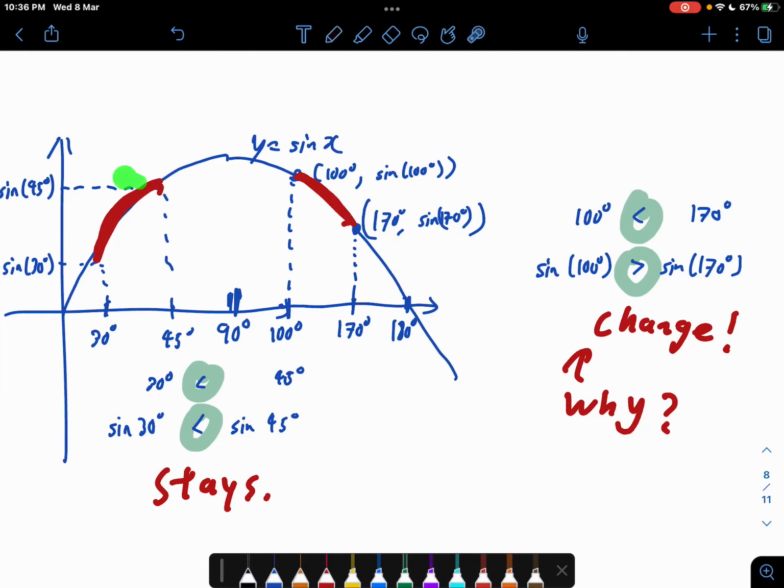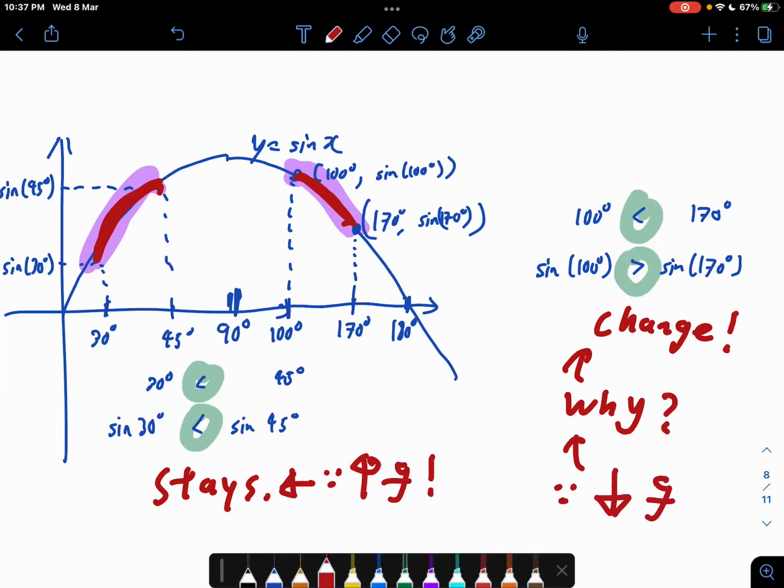Hint. Red color part. Either ascending, yes, ascending, descending, increasing, decreasing. From the graph, it's very obvious, right? When it's increasing, your y value will increase, so the inequality must remain. When it's decreasing, then the inequality direction must change. Okay, that's a key rule you need to remember.